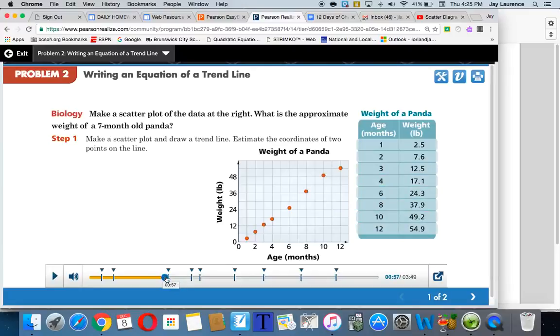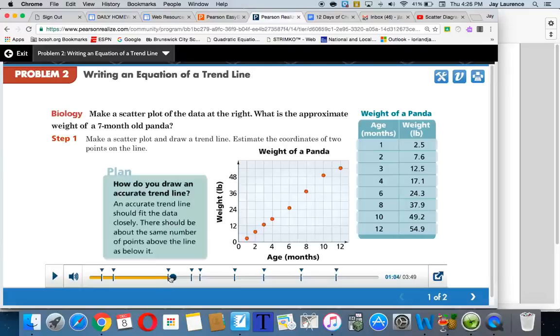All right. Well, an accurate trend line should fit the data closely. In other words, follow the path of the points. There should be about the same number of points above the line as below it. So when they lay down their ruler and they draw their line, watch this, there it goes. Okay, it looks like 1, 2, 3, 4, 5 are exactly on the line. There's one below, one above, one below. Okay, that's the best they could do. They tried to split it evenly. It's pretty close.